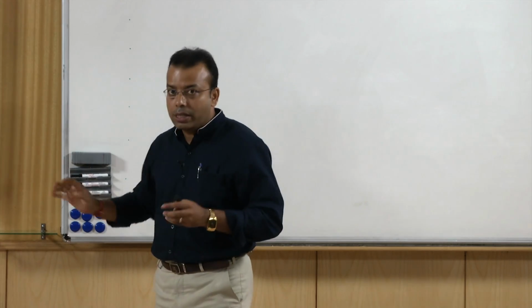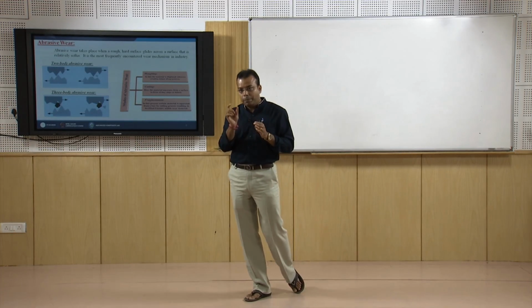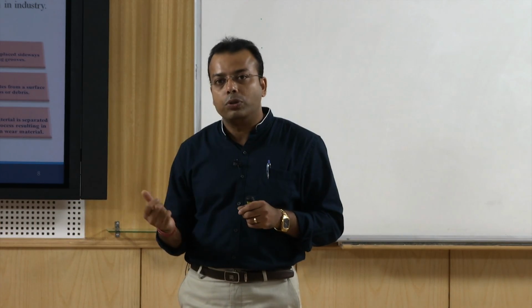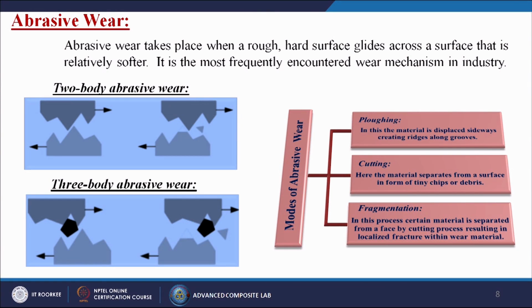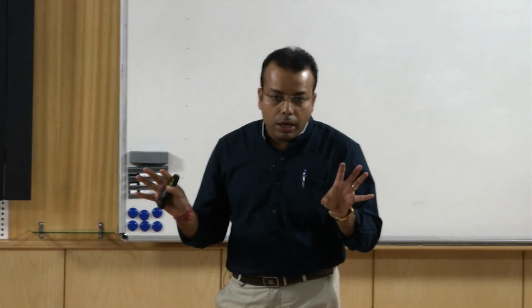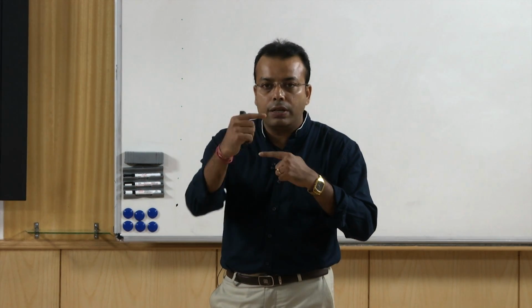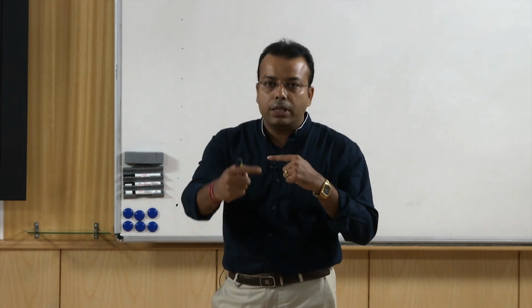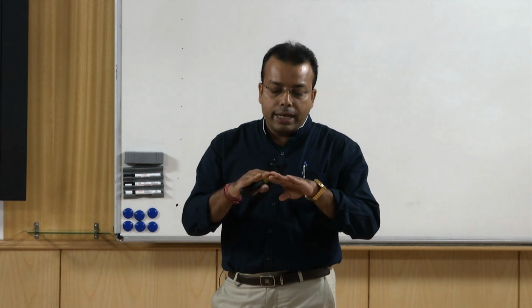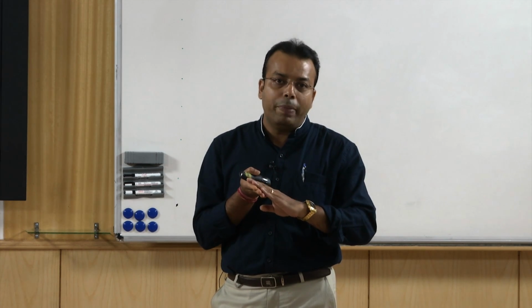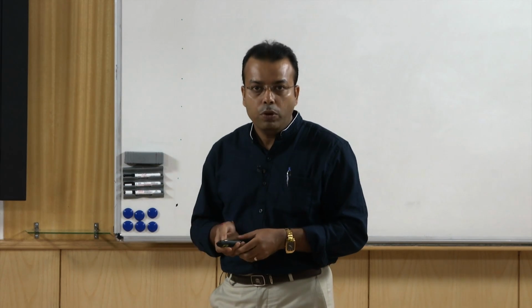The term abrasive wear has come from the term abrasions. Abrasive wear takes place when a rough hard surface glides across a relatively softer surface. It is the most frequently encountered wear mechanism in industry, because when there is a chain and pulley arrangement or some kind of belt arrangement, the belt is continuously rubbing onto the pulley or some rounded surface. So, there is a continuous rubbing effect between the belt and pulley, and you can find this type of wear.